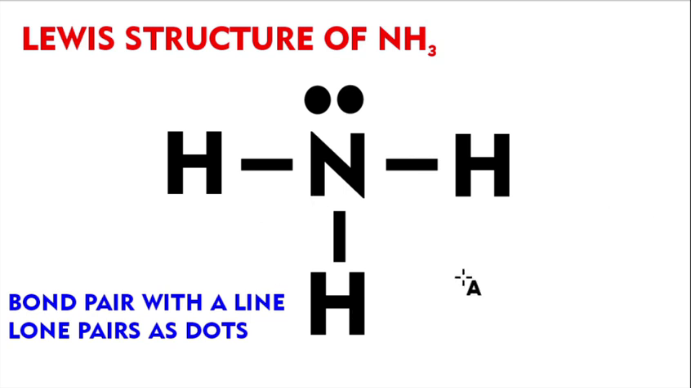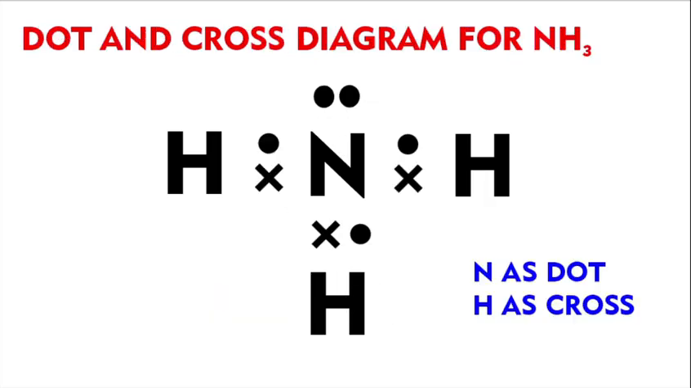Hydrogen has no lone pairs here. So this is the Lewis structure of NH3, ammonia. They have bond pairs with lines and lone pairs with dots. This is the Lewis structure. The same structure we can convert into a dot and cross diagram.